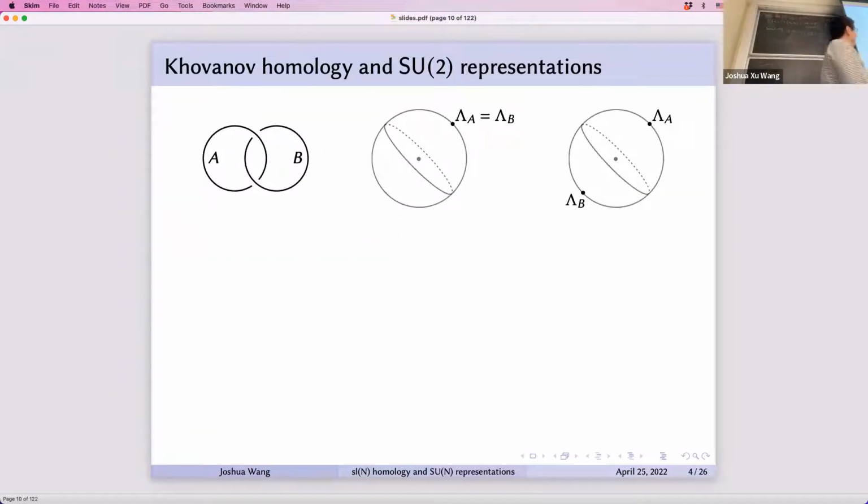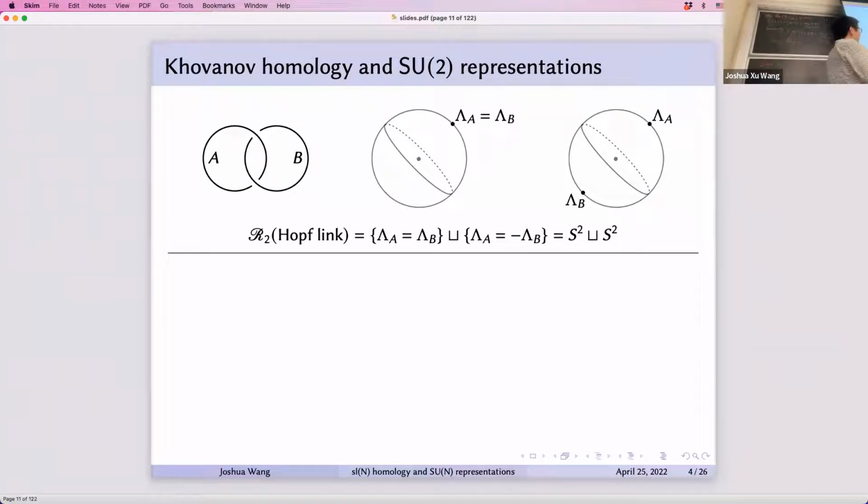So here's an example. You take this diagram of the Hopf link, then there are two arcs, A and B. So we're looking for a pair of points on the two-sphere. And for the crossings, you can check that what they tell you is that if you rotate about one of them, it has to fix the other point. So the only possibilities are that the two points are at the same location, or they're antipodal. And so the representation space consists of two components, and each component is an S2.